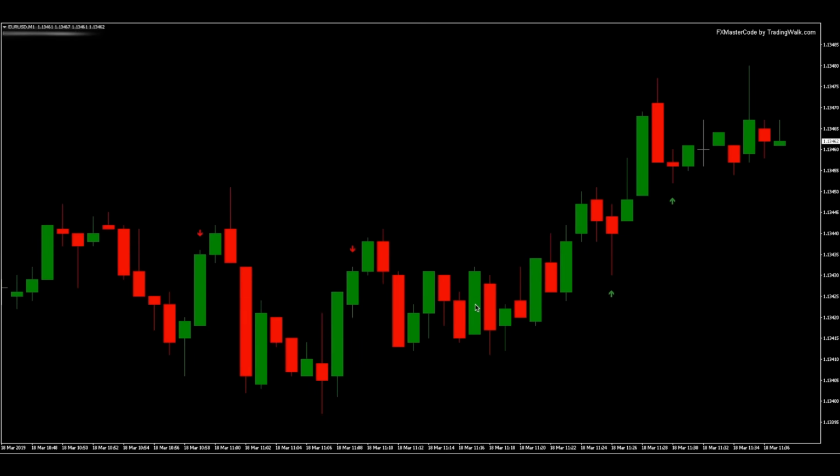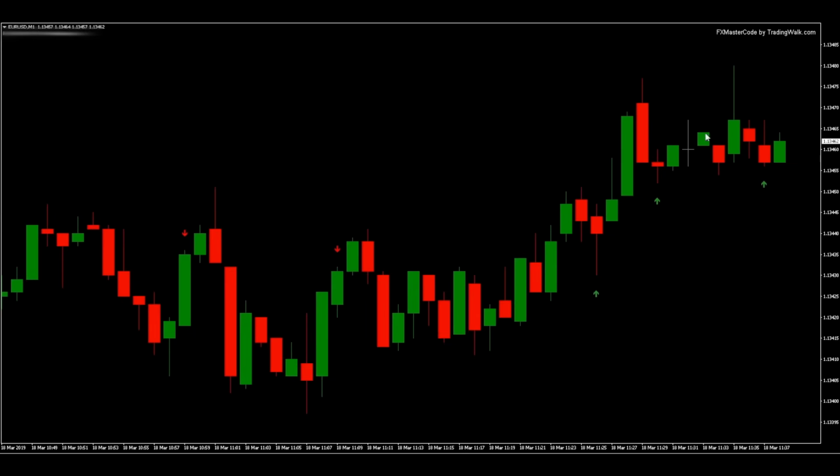So just look at this chart here using FX Master Code. You can see during this morning we had 1, 2, 3, 4 signals on the EUR/USD chart, the 1 minute chart. And you can see here the beautiful thing about FX Master Code is new signal here. So we'll see how this plays out.